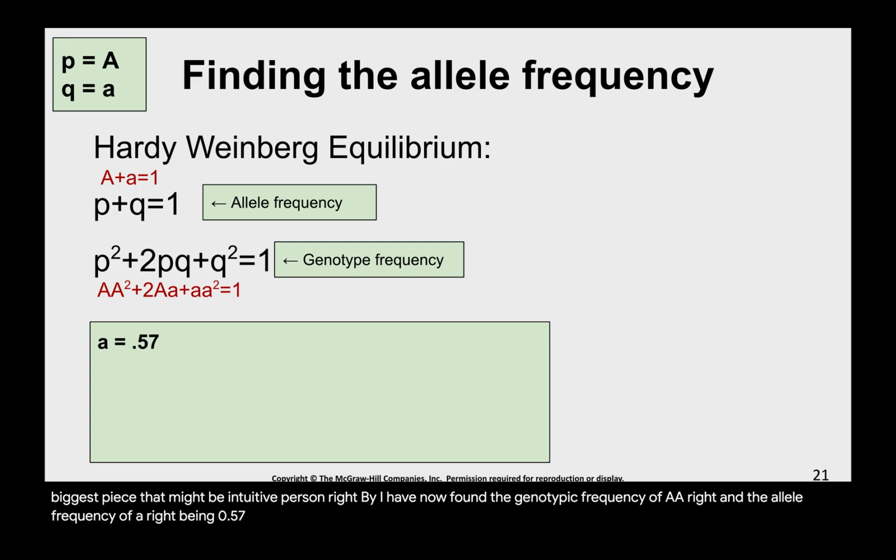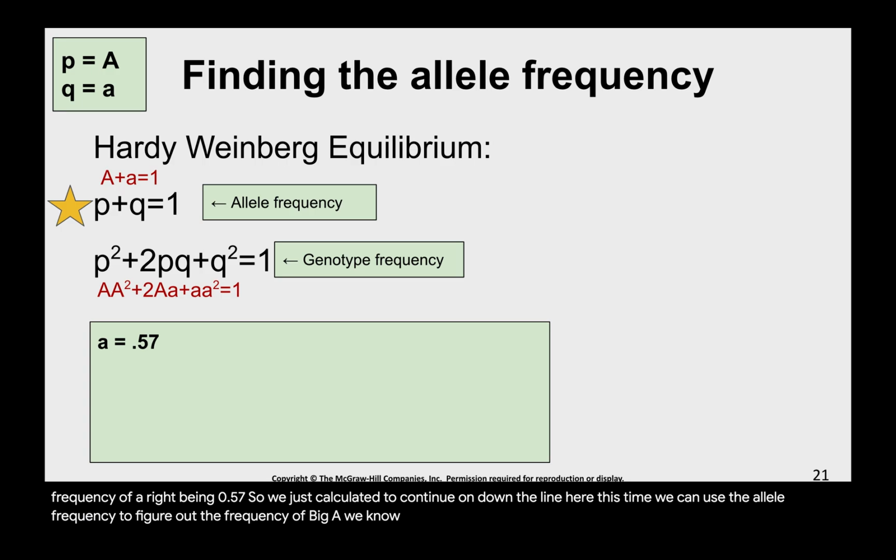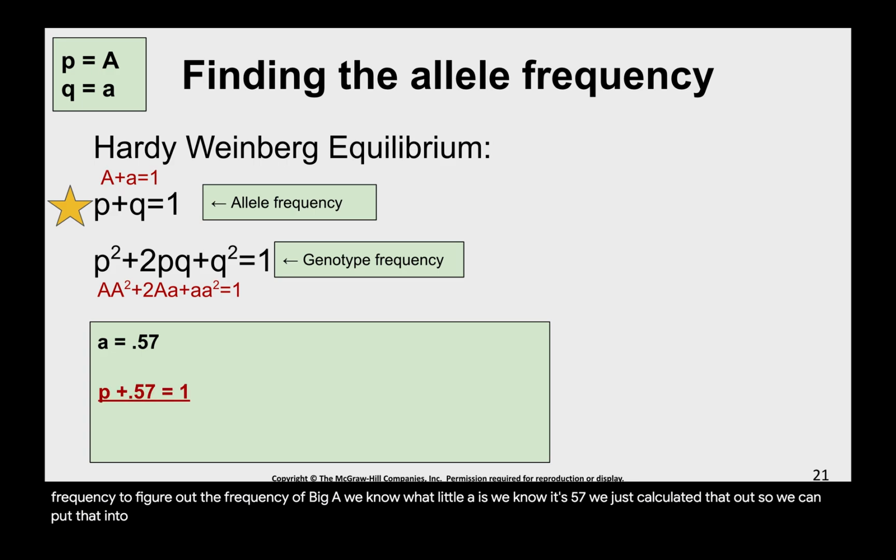Again, we're going to use what we just calculated to continue on down the line. This time we can use the allele frequency to figure out the frequency of big A. We know what little a is. We know it's 0.57. We just calculated that out. So we can put that into our equation: P plus 0.57, where I assign my q as the little a, equals 1.